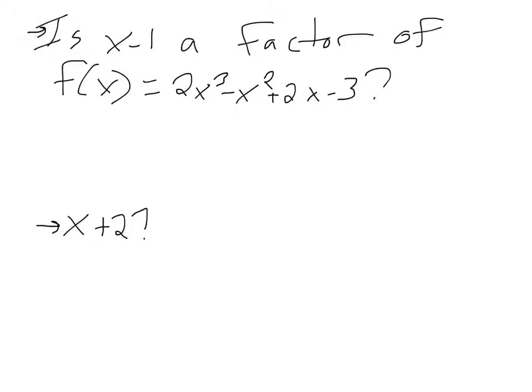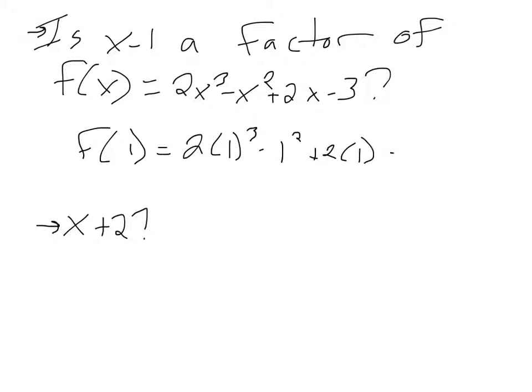Okay, so if we want to figure out if x minus 1 is a factor of f of x, then we can just take f of 1, and we'll get 2 times 1 cubed minus 1 squared plus 2 times 1 minus 3. We'll end up getting 2 minus 1 is 1, plus 2 is 3, minus 3 is 0. So x minus 1 is a factor, because the remainder is 0.